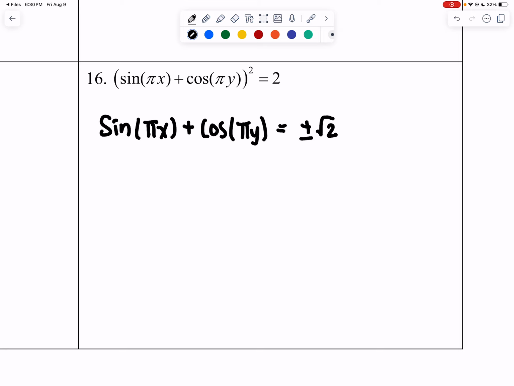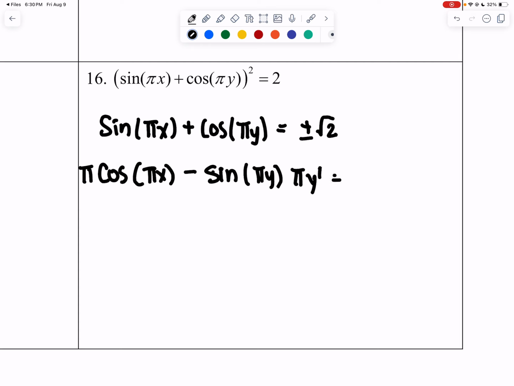We are going to take the derivative of sine pi x. That is going to be cosine pi x. And then, of course, we're going to take the derivative of pi x because that's my inside function. That's going to be pi. Then we're going to do the same thing for cosine of pi y. The derivative of cosine pi y is going to be minus sine pi y. And then we're going to take the derivative of pi y, which is just going to be pi and then y prime is equal to 0.